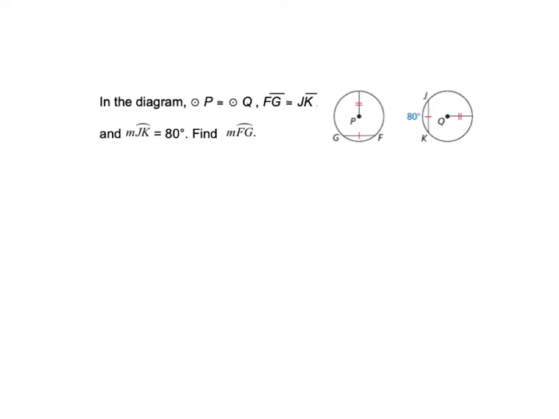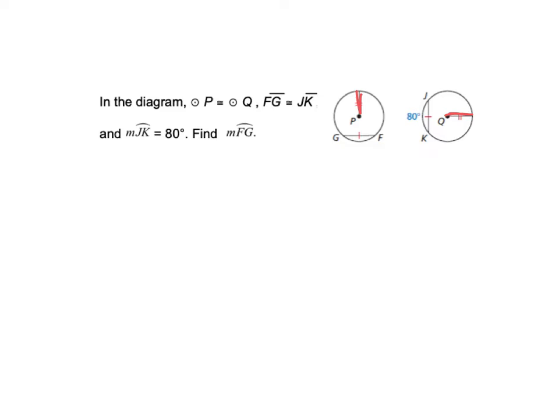Okay, so let's just look at a couple of examples here. We have circle P and circle Q, and FG is congruent to JK. They aren't in the same circle. However, that's okay if they're not in the same circle, as long as we know that the circles are congruent, because the radii are the same measure, and if the radii are the same, then the circles are congruent to each other.